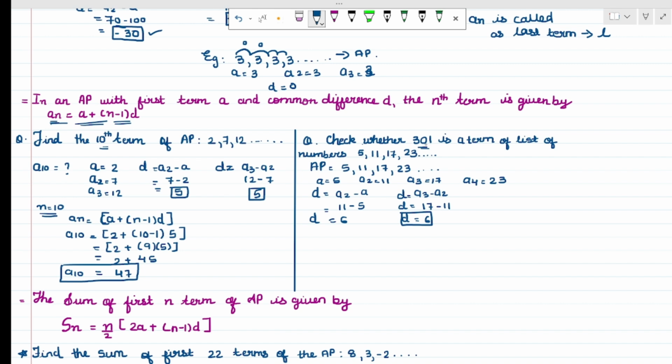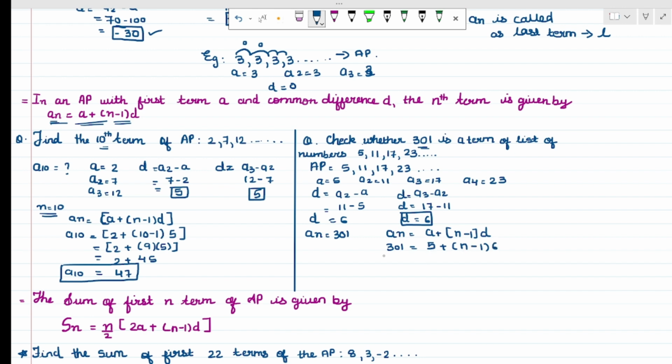Okay. I need to find out this 301 term. So I need to find out the N term. So this 301 becomes my AN for this case, that I need to find out on which number my 301 comes in this AP. So write down the formula. AN equals to A plus N minus 1 D. Okay, so instead of AN, you will write 301 equals to, what is my A? My A is 5 plus N, we don't know on which number it comes, so we will write N, that and only N minus 1 D is my 6.